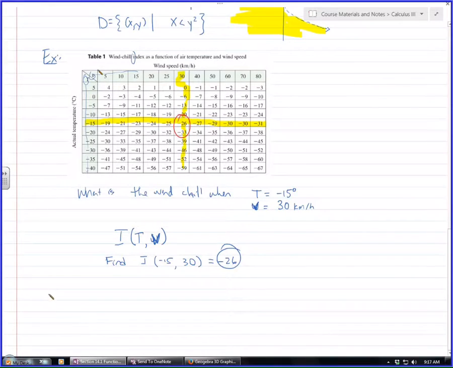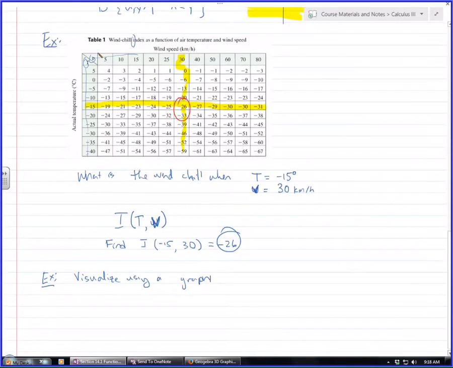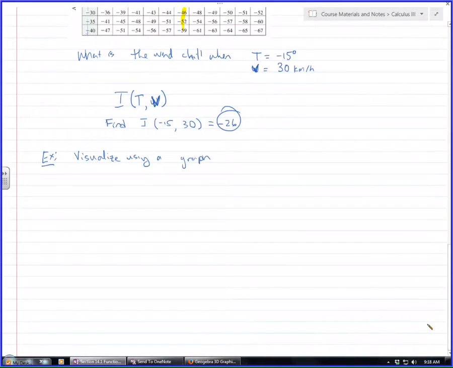Okay. So the most common way for us to visualize this is to use a graph. So if I have, for example, let's say f of x comma y equals the square root of 9 minus x squared minus y squared.